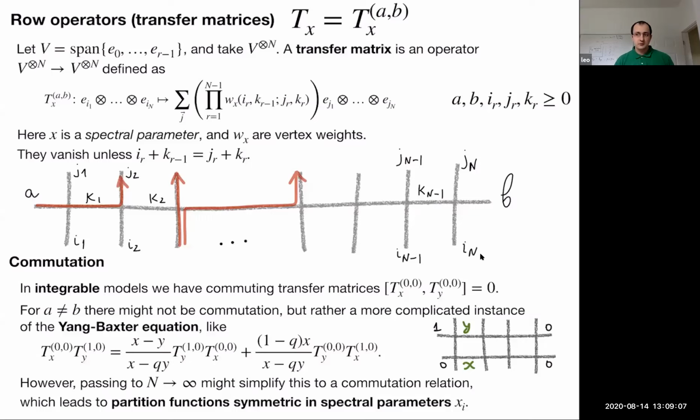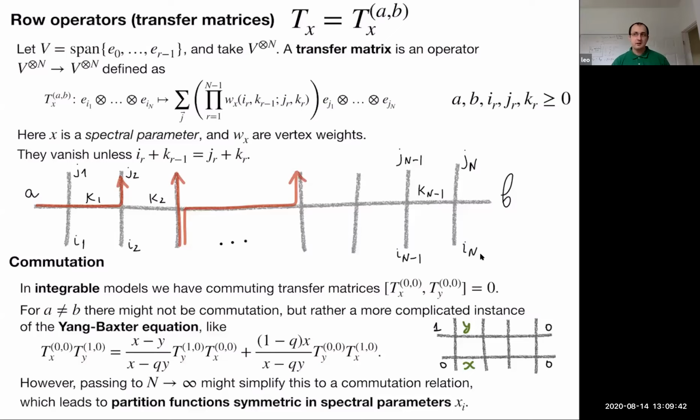So instead of doing this, which is done in many other works, we can also pass to infinite lattice and let capital N go to infinity, so that one of the terms in these relations actually dies out in the limit, and the Yang-Baxter equation reduces again to a kind of a commutation relation, which becomes much simpler. So in any case, if there is enough commutativity, then it means that we can exchange spectral parameters.